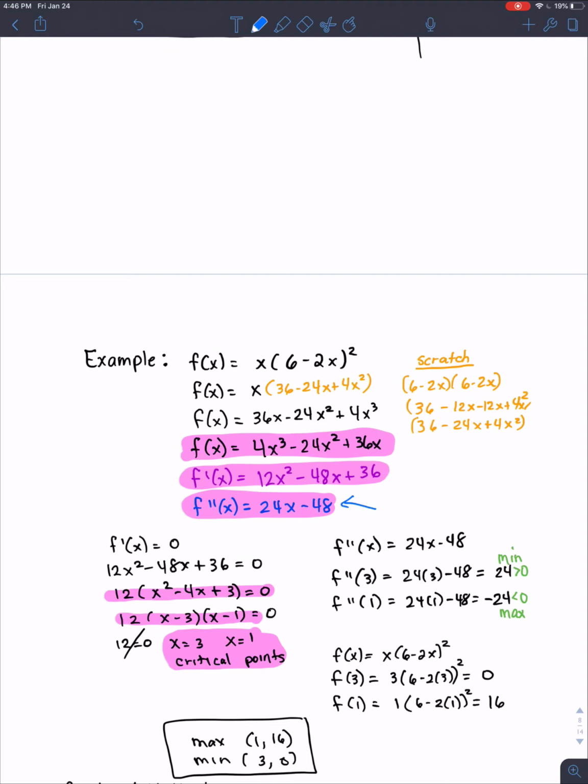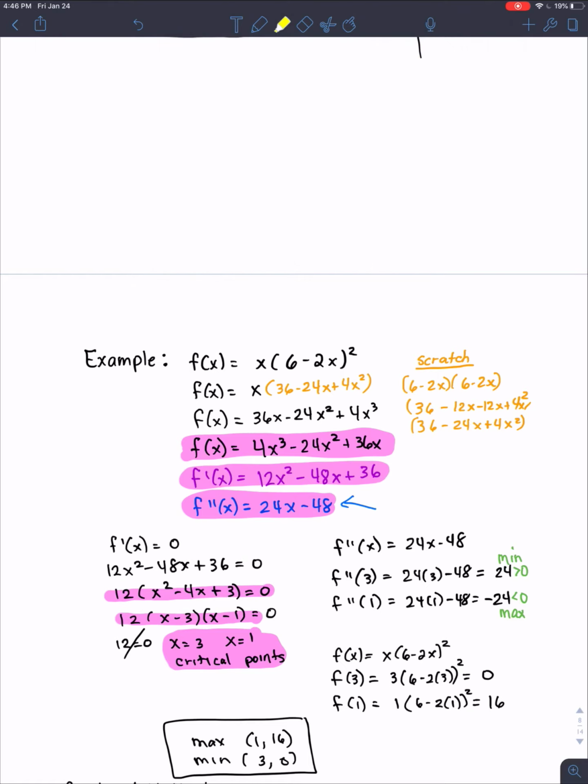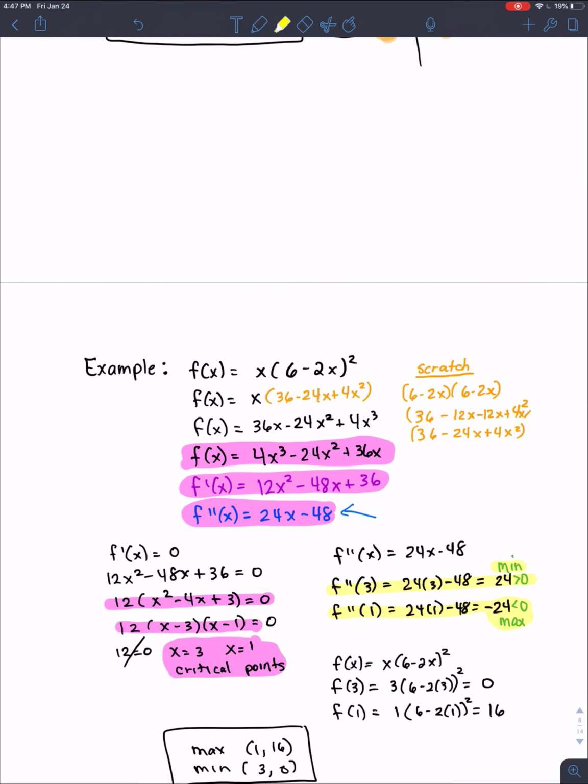And so my first one that we worked on was the critical point 3. So I take critical point 3, substitute it in my second derivative, and that value just became positive 24, and since that's greater than 0, by definition it's a minimum by theorem. Then I tested my second critical point in the second derivative, and I got a negative value, so that means it's less than 0, declares it's a max. Well, I only know my x values, so to find the y value of that, I have to plug it back into the original equation. So that's what I'm doing here.